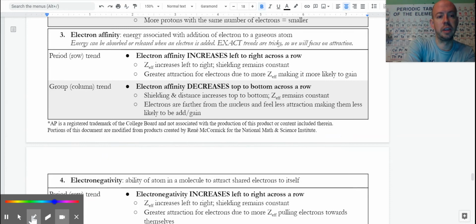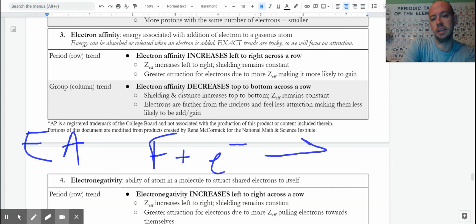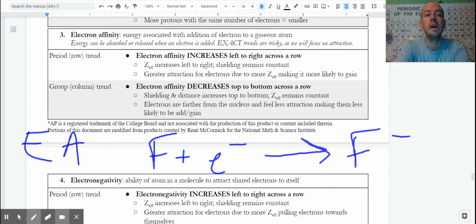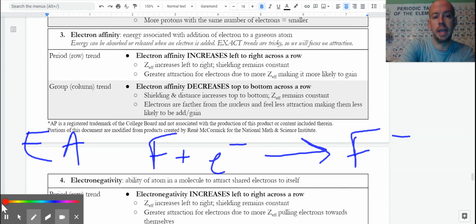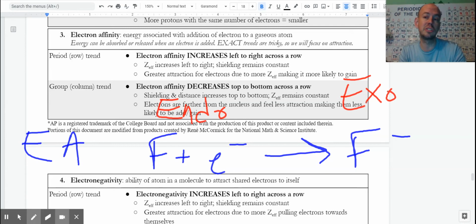Electron affinity, so here we go, EA is the opposite. It is fluorine plus an electron yields the fluoride ion. The energy associated with this is trickier to predict accurately. So that's why we're going to look just at a general trend here instead of specific values, because depending on what element I'm looking at, it might be an endothermic process, meaning that I have to put in energy to force it to take an electron, or it might be an exothermic process, meaning that it becomes more stable after the electron has been gained.